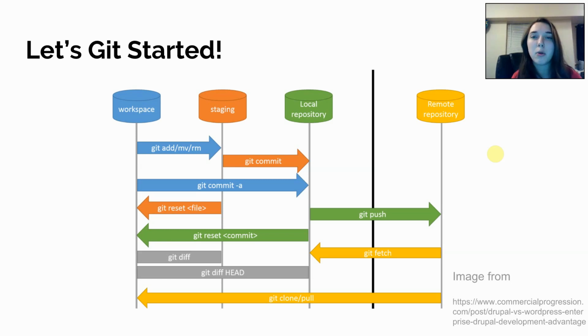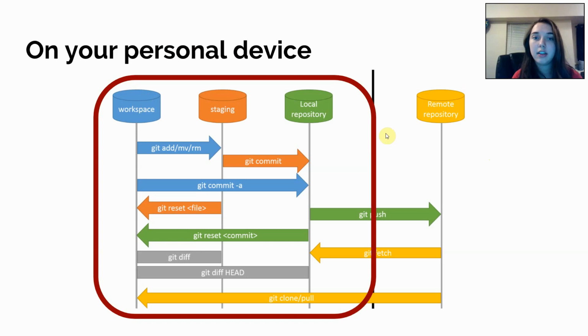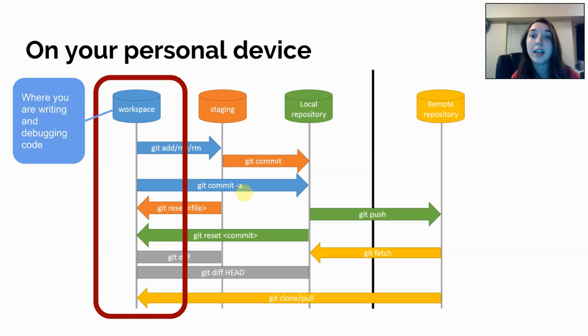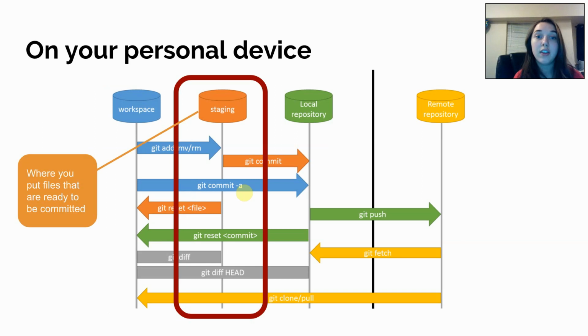So let's get a little bit more into the structure of Git. So on your personal device, you have these three areas. The first is the workspace. This is the area where you're actually writing and debugging code. So this is Vim, Visual Studio, Xcode, and other IDEs and editors. You then have the staging area. The staging area is where you put files that you've made changes to or new files that you want to add to your project. It basically is the place where files get ready to be committed to that local repo.